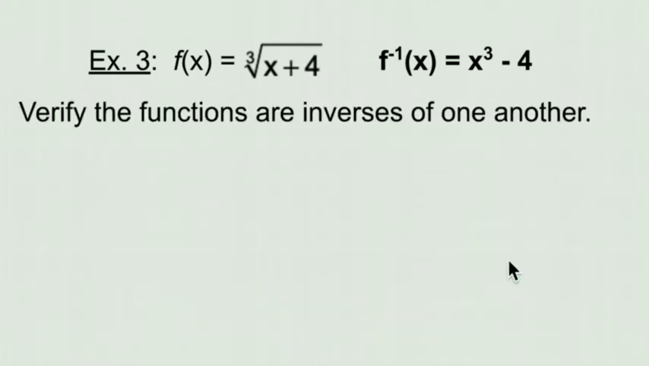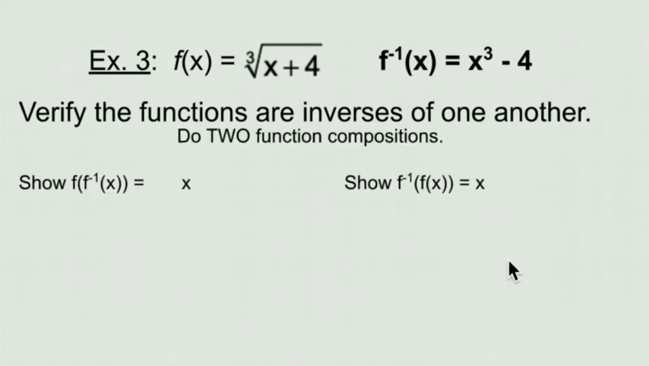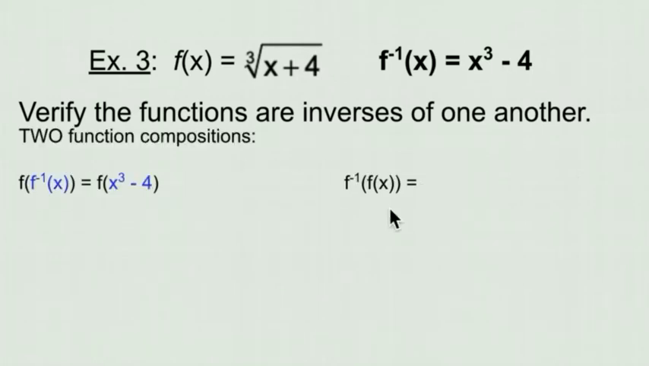So we're going to verify that the two functions are inverses of one another by doing two function compositions. So this is what you do need to write into your notes. So you need to copy down where we verify. So let's verify starting with this, that f of f inverse of x equals x. f of f inverse x would be f of x cubed minus 4. Replace f inverse of x in parentheses with its function, x cubed minus 4.